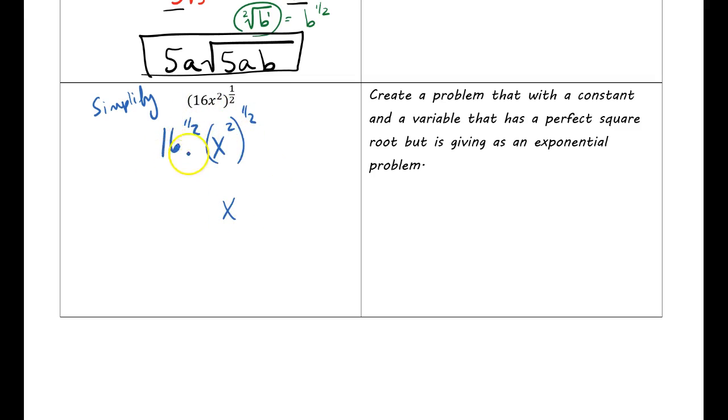And then 16 to the 1/2, if you're like, I don't know what 16 to the 1/2 is, then you do the rule from the very beginning of this video and you rewrite it.